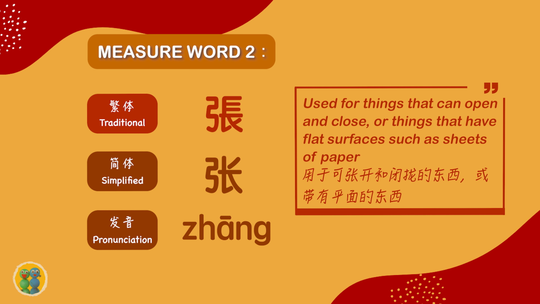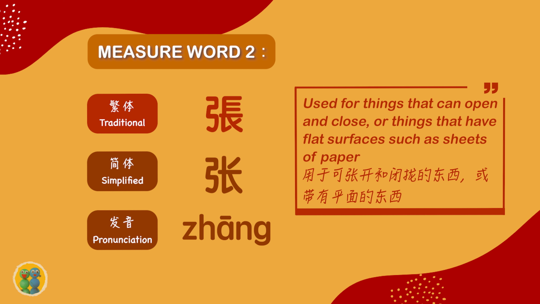The second measure word is zhāng. Zhāng is used for things that can open and close, or things that have flat surfaces, such as sheets of paper. And you might think the measure word that we previously talked about is miàn, and miàn is also the measure word for the flat things or the sides of things.